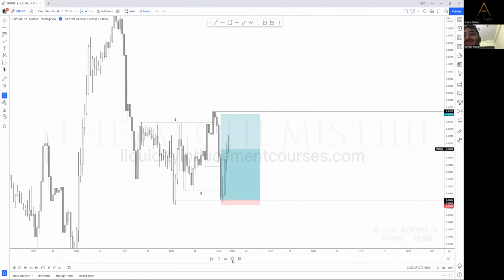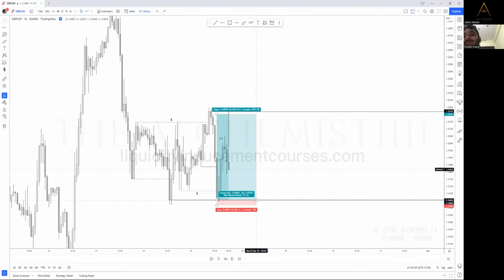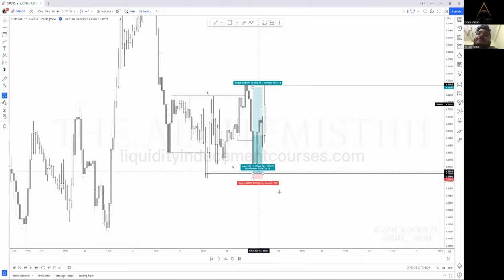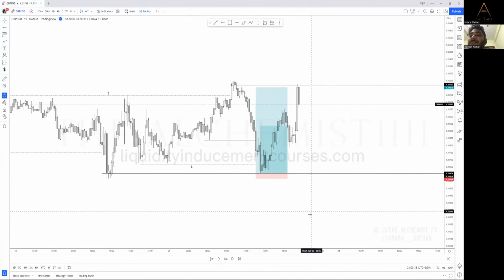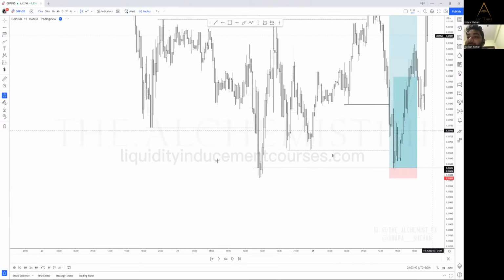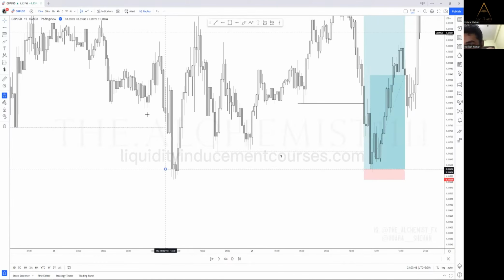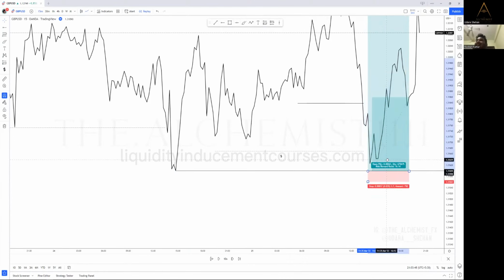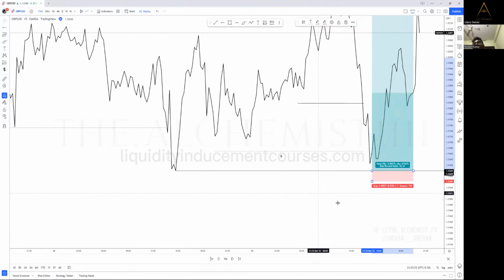So what happens? Look at the reaction. Boom. Look at that. And this right here could have even been a better entry, because one of my students took this and sent it to me, I remember. Look at this. He refined this 4-hour zone into the 15-minute support that was over here. See that? More refinement, so the entry would be even better.